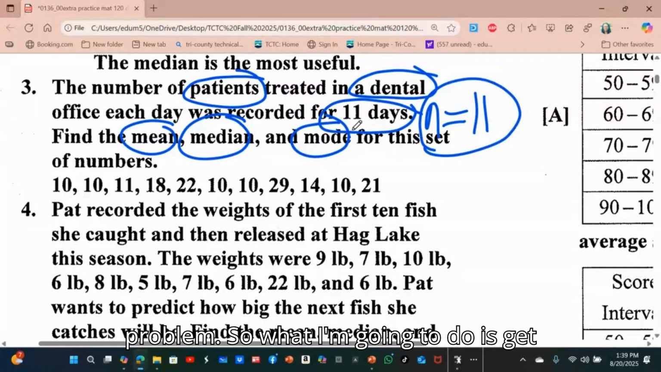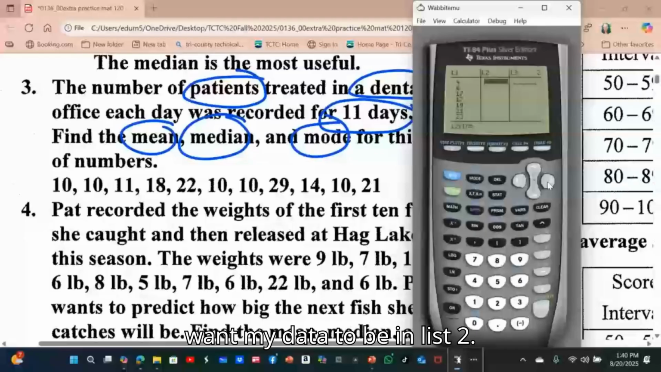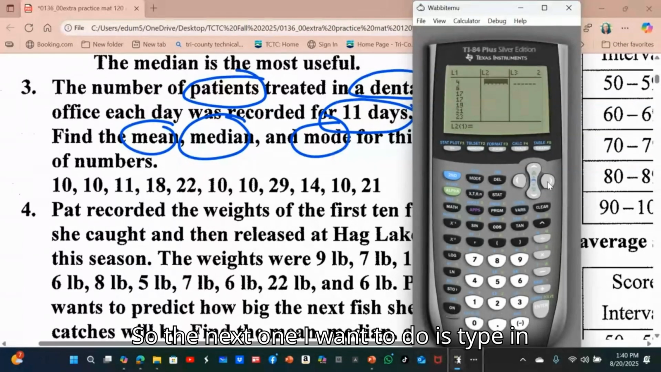So I'm going to get my calculator again and type in the numbers one by one. But this time I don't want to use L1, I want to use L2. In other words, I want my data to be in list 2. So the next thing I want to do is type in the numbers carefully. 10, enter. 10, again, enter. 11, enter.